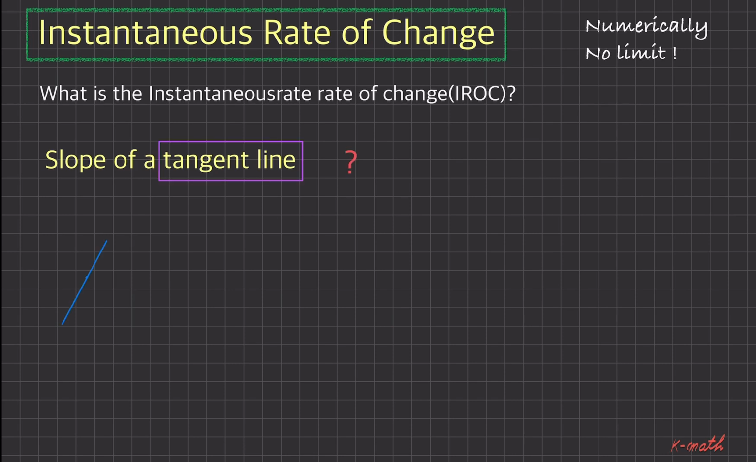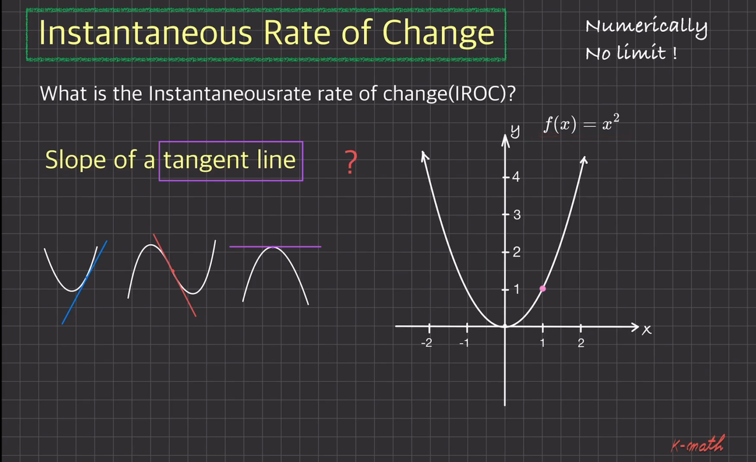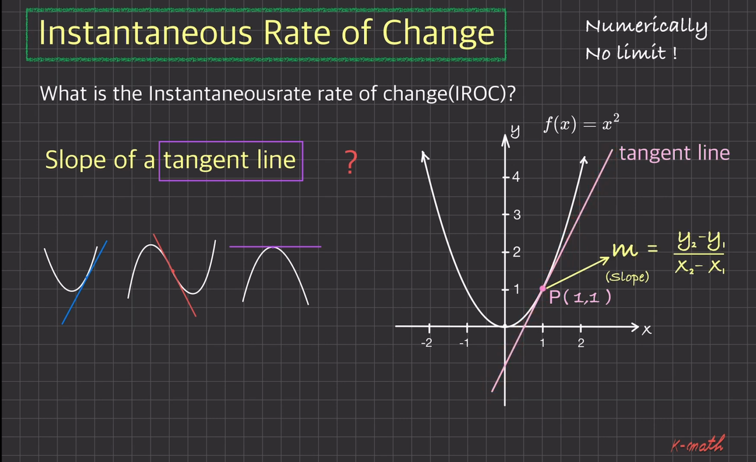It's a line that touches a curve at exactly one point, like this. Let's say f of x equals x squared. It looks like this. We will focus on the point (1, 1). Let's call this point P. Now, what does the tangent line at point P look like? It touches the curve only at that point, like this. But how do we find the slope of a line with just one point?